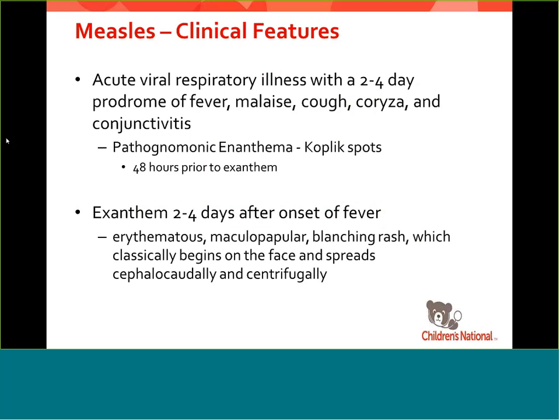These are about 1 to 3 millimeter, whitish, grayish, or bluish elevations that tend to have an erythematous base, and they're typically seen on the buccal mucosa opposite the molar teeth, although they can spread to cover other areas of the mouth, including the hard and the soft palate. And they typically tend to slough and disappear when the exanthem appears. When we saw this patient, he had no oral ulcers, no lesions in the mouth whatsoever.